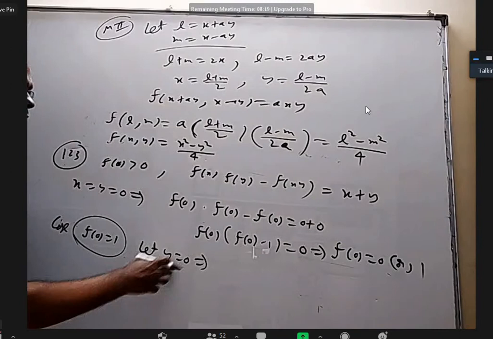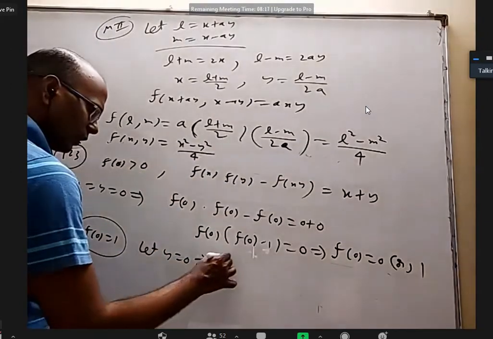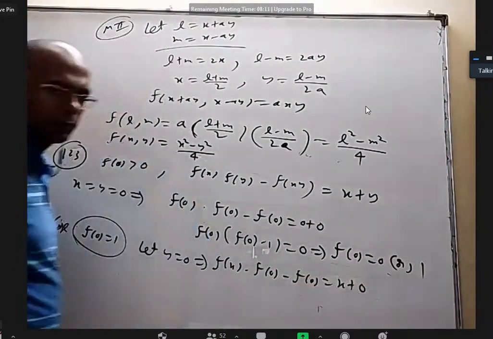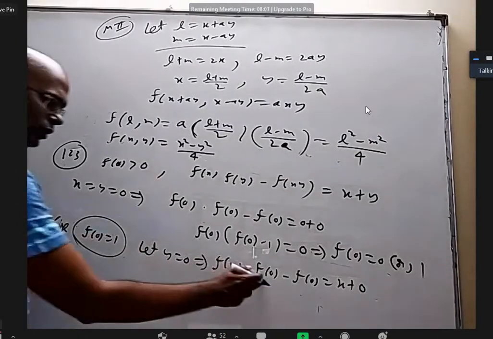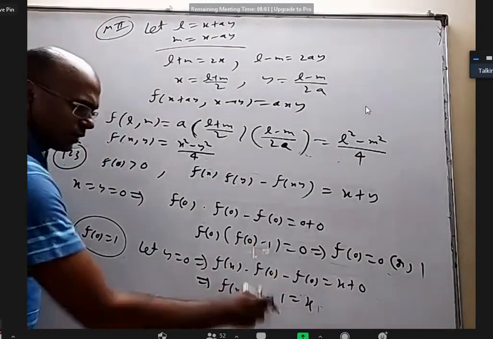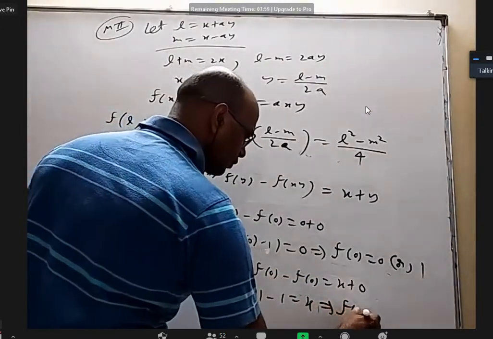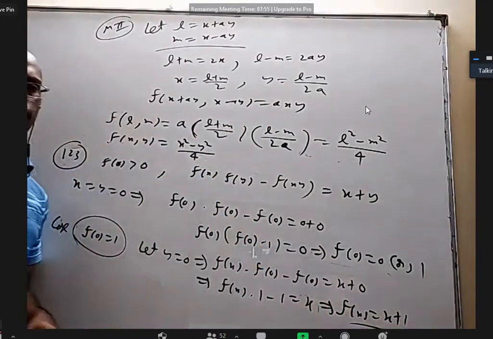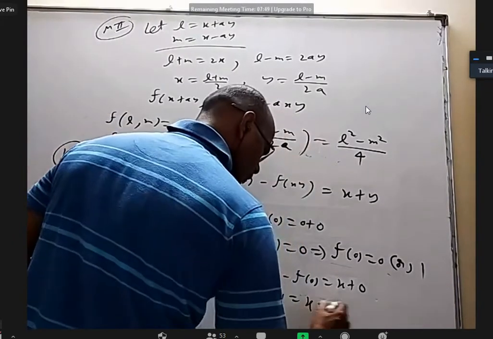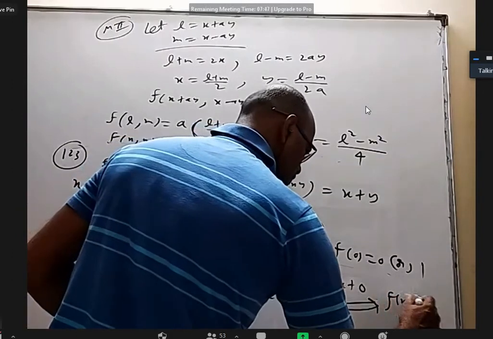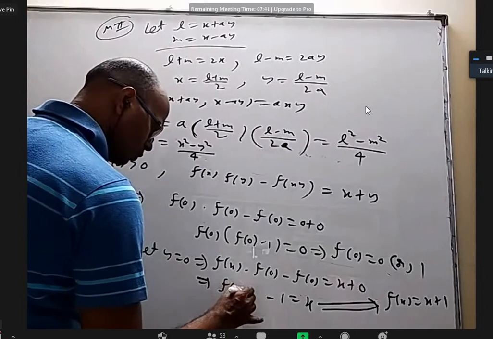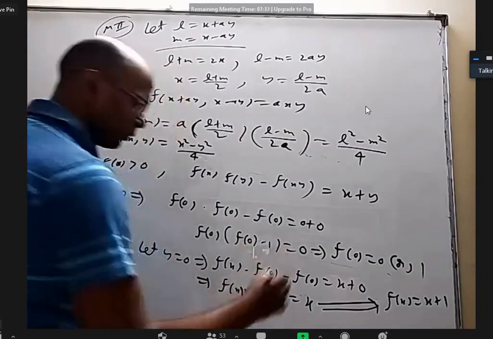Okay. And when I put only y equal to 0, what is happening here? I'll get f of x into f of 0 minus f of 0 equal to x plus 0. But f of 0 is 1 for us. So when you put 1 here, you'll get f of x into 1 minus 1 equal to x. Send 1 that side, you got the function straight. f of x is x plus 1. If you want, you can verify that it is satisfying.